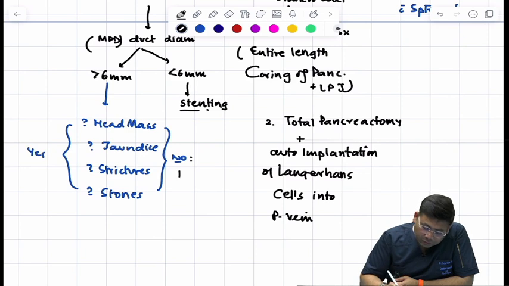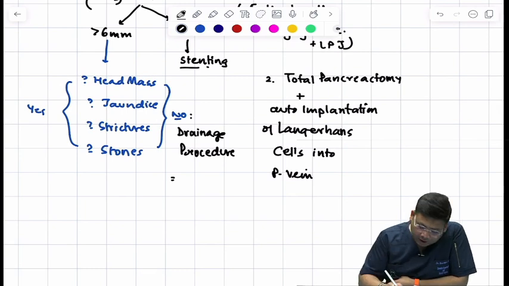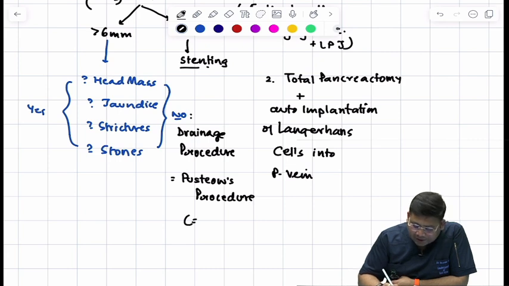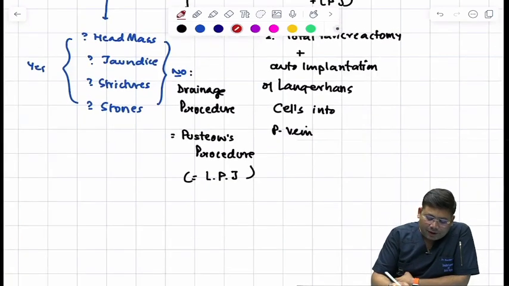In that case, you will only go for what procedures? For the drainage procedure. And what is the classical drainage procedure that we have? We all know this is only and only the LPJ or modified Puestow procedure. So I have already taught you what is Puestow procedure. This is known as the longitudinal pancreatico-jejunostomy. Children, here we do not do any resection.